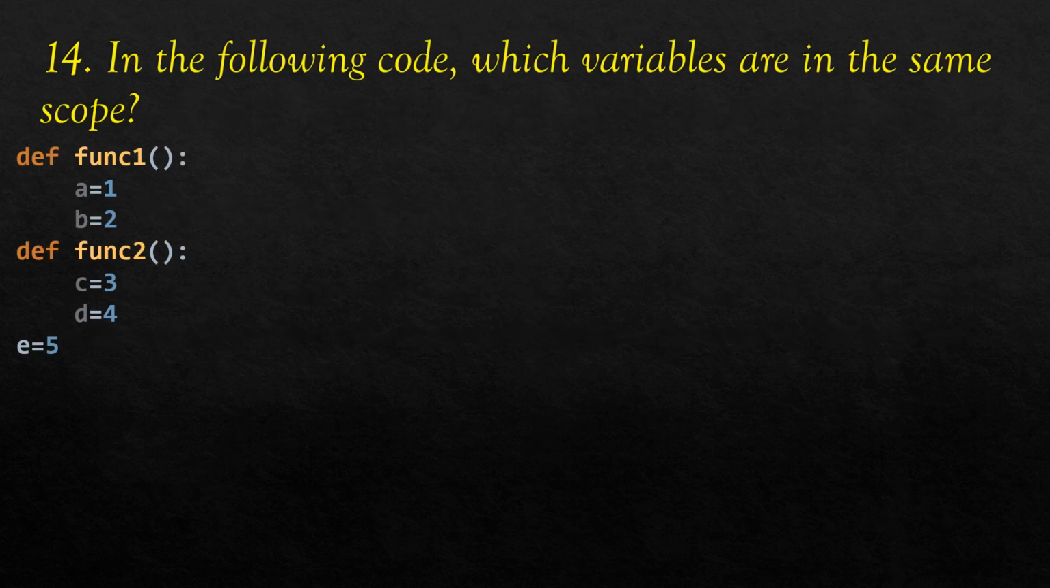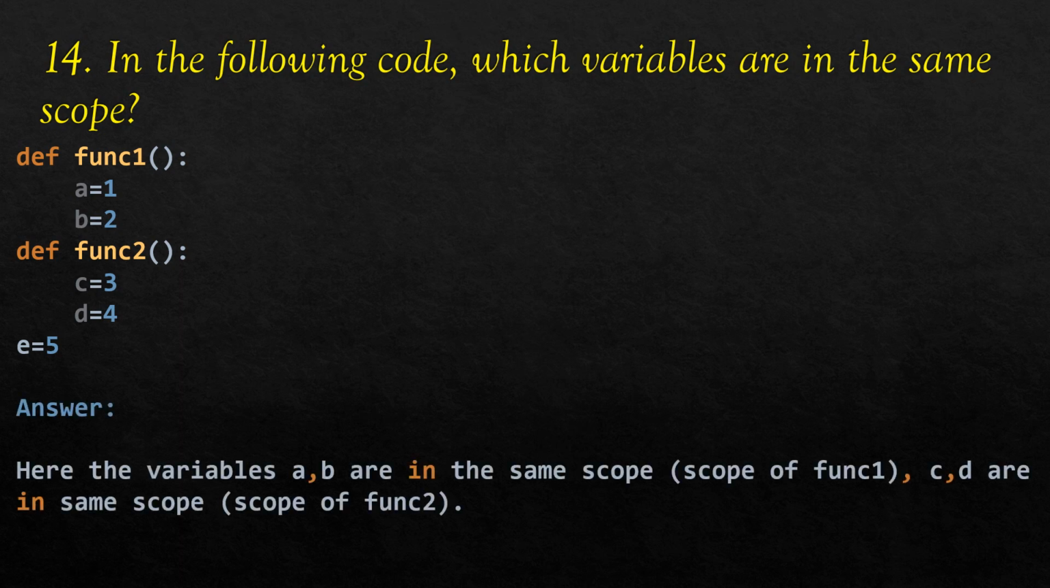Now, in the following code, which variables are in the same scope? There are two functions, function 1 and function 2. In function 1, there are two variables, a and b. In function 2, there are two variables, c and d. And there is another global variable, e is equal to 5. So the variables a and b are in the same scope, the scope of function 1, and c and d are in the same scope, which is the scope of function 2.